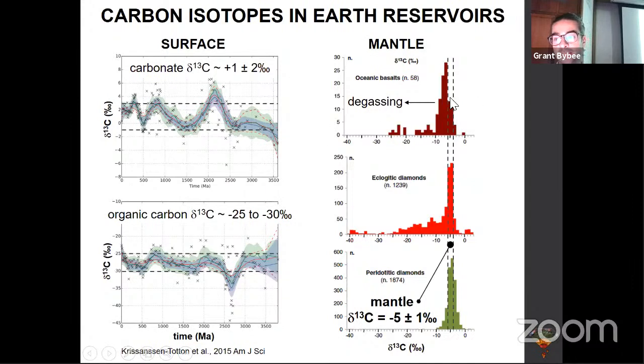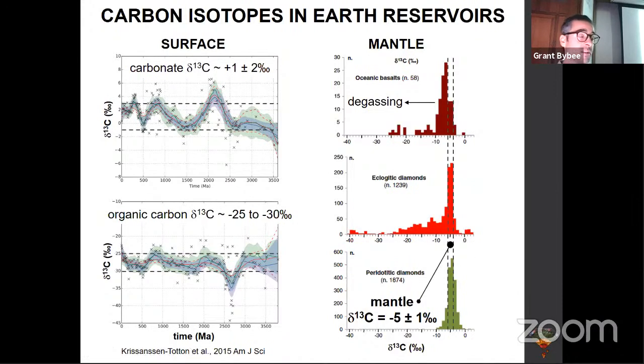For oceanic basalts, many values are actually lowered, and this is attributed to degassing. CO2 is not particularly soluble in basaltic magmas, and therefore most of it is released before basalt emplacement. For eclogitic diamonds, though, you can see that the distribution is quite heavily skewed towards very low values, where heavy values, so values around 0 or higher, are rare.